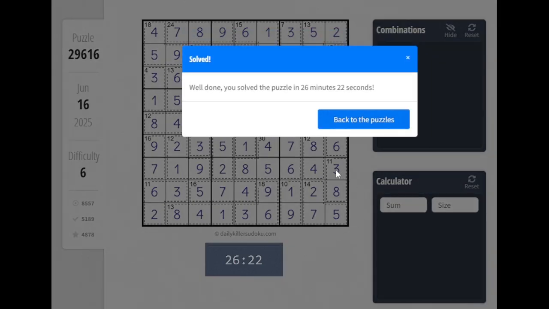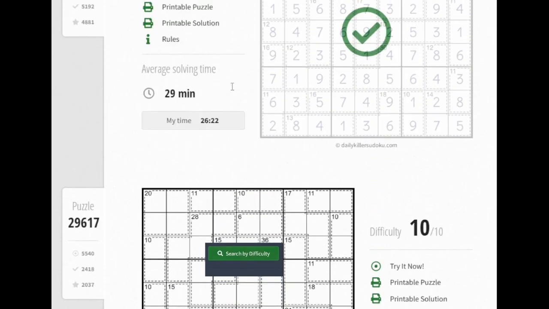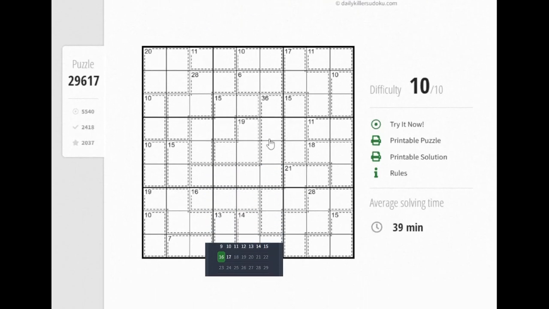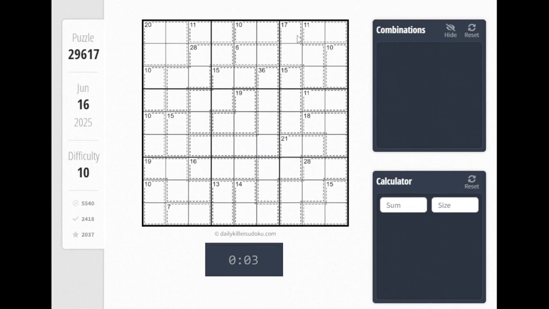Okay. 26, 22. Not bad. I think average time on this was like 29 minutes, if I remember right, going in. So, not the worst. I try and stay above average if I can. Yesterday's puzzle obviously got the 6-minute clear, which was nice. Alright, so now we move on to puzzle 10. Yeah, 29-minute average. Alright. Final puzzle for the day.